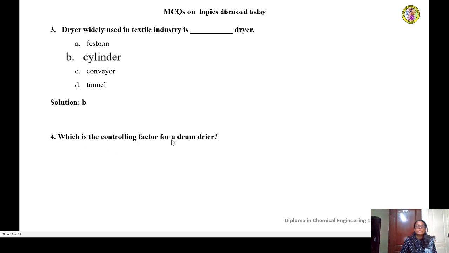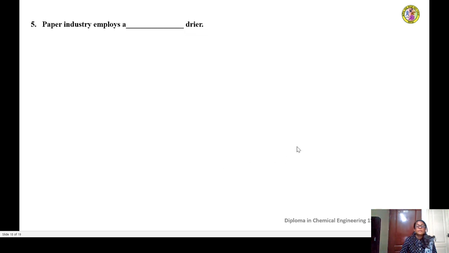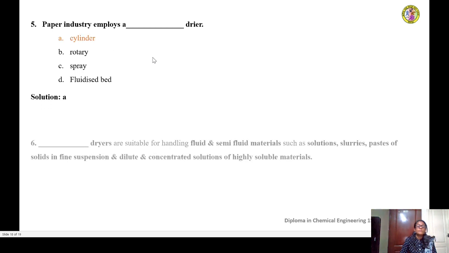Which is the controlling factor for a drum dryer? Diffusion, heat transfer, both A and B, neither A nor B. So it is diffusion as well as heat transfer that controls the functioning of a drum dryer. The paper industry employs a dash dryer: cylinder dryer, rotary dryer, spray dryer, fluidized bed dryer. So again the option is option A, cylinder dryer.